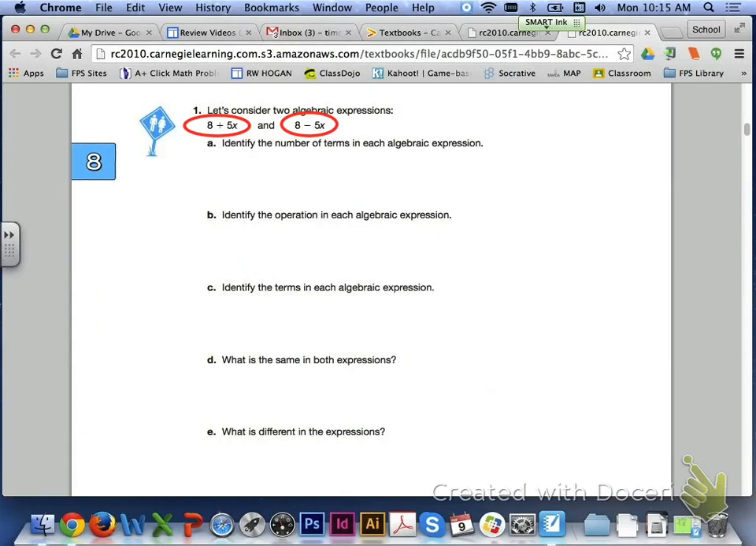Let's take a look at number 1 at the top of page 536 and consider two algebraic expressions. We have 8 plus 5x and we have 8 minus 5x. I would like you to do letters A through E for number 1 based off of the example that we just had a look at on page 535.